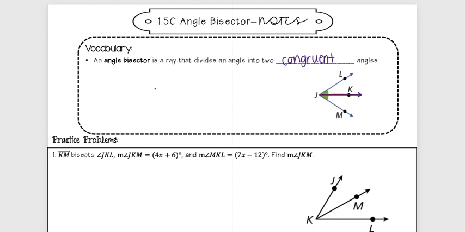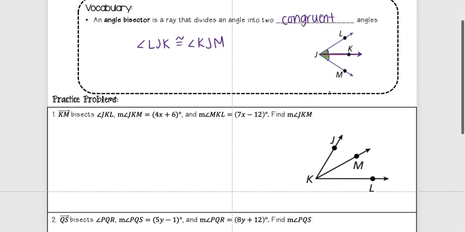In this picture, because the ray JK is the angle bisector, that means that angle LJK is congruent to angle KJM, which we can also see in this picture because of the arc marks right here. That's marking that those two angles are congruent. Okay, so let's go into some practice problems.